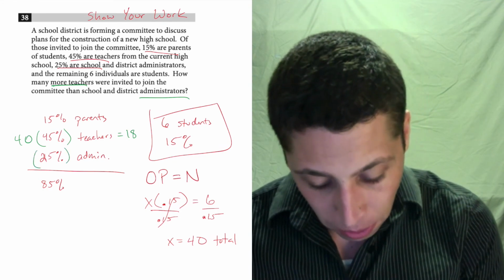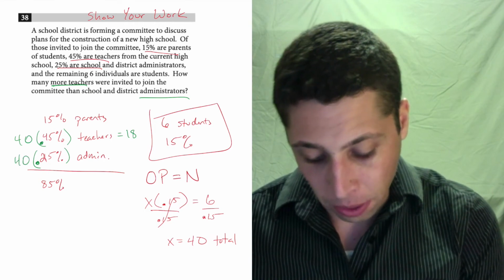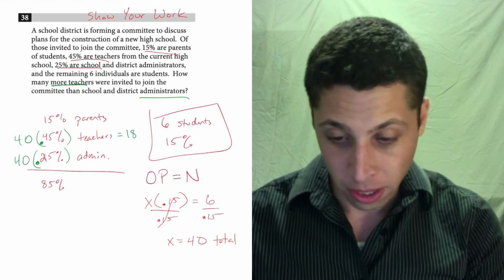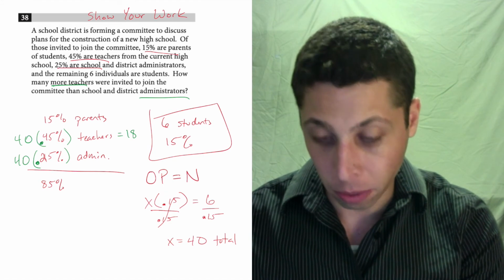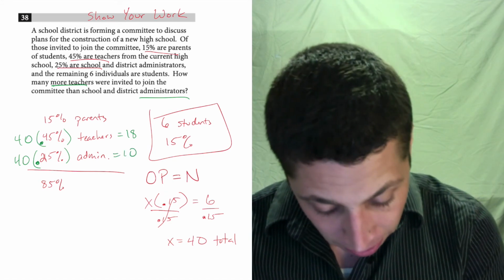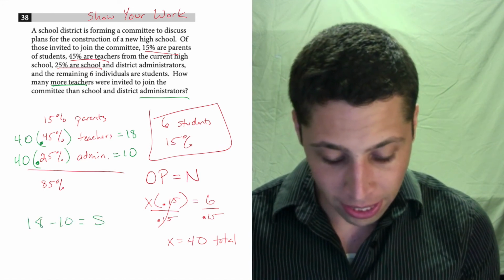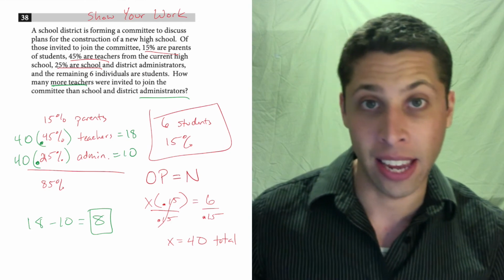We can do the same thing. Maybe I should make it clear. It's a decimal, right? The same thing here. The original times the percentage is the new number here. So 25% of 40 is 10. And they're asking for the difference. So 18 minus 10 is 8. And that is the answer here.